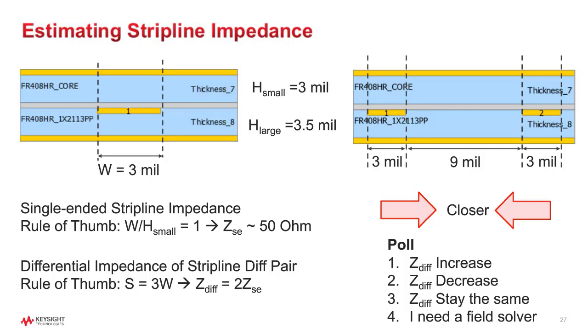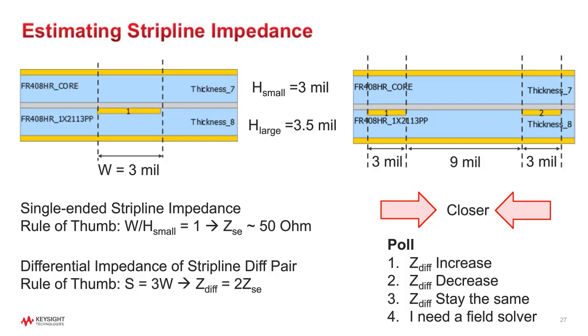I'm seeing good results. We have nobody picking the field solver, 0.0%. I'm really proud. That's great. Okay, we got a couple saying stayed the same, increases and decreases. All right, I'll give you 5 more seconds to vote, and we'll see what the majority is saying.